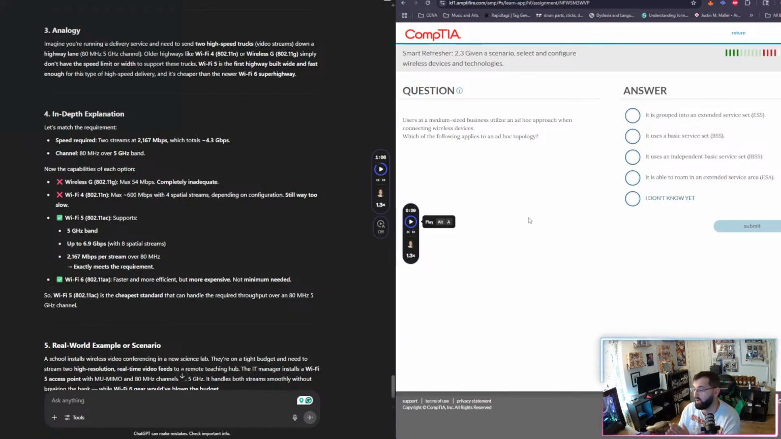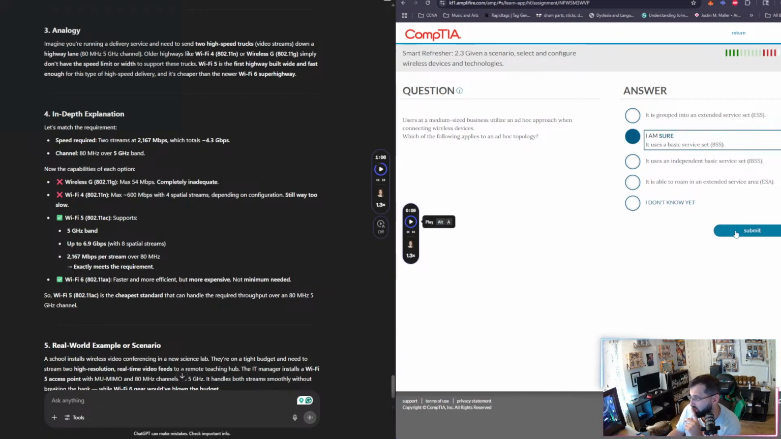Ooh, I don't know. I know what ad hoc is, but I don't know what it is in relationship to these things. I'm assuming it uses a basic service set. No, it can't be this. Independent maybe, because it's not connected to anything.